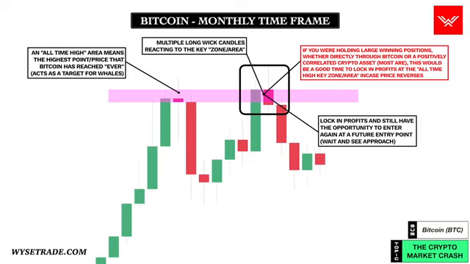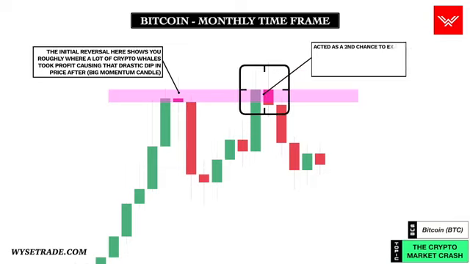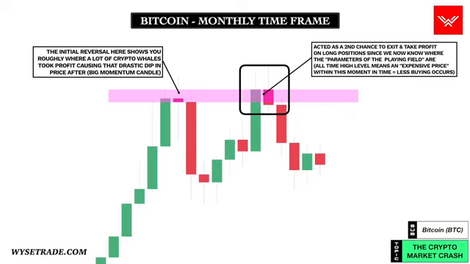So the initial reversal here shows you roughly where a lot of whales initially took profit, causing the drastic dip. Then this second move back up to the all-time high price acted as a second chance for traders to close long positions, as now they know where the parameters of the playing field are.